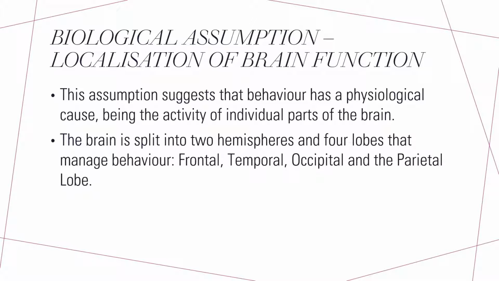So the first assumption of the biological approach is localization of brain function. This assumption suggests that behavior has a physiological cause, being the activity of individual parts of the brain. The brain is split into 2 hemispheres and 4 lobes that manage behavior. So these are the frontal, temporal, occipital, and the parietal lobe.